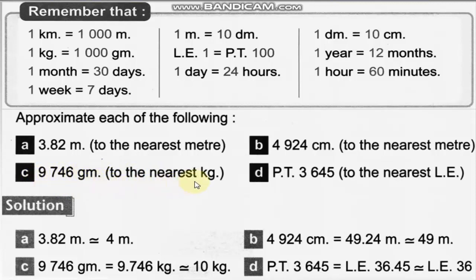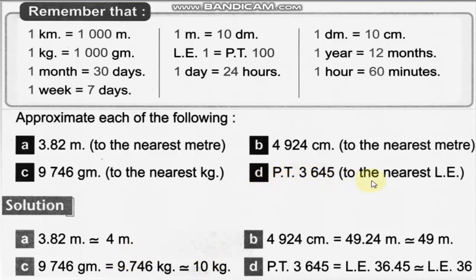Letter C, 9,746 grams to the nearest kilogram. To convert from gram to kilogram, we will divide by 1000. The decimal will move 3 digits. 1, 2, 3. It became between 9 and 7. And we need to approximate to the nearest kilogram, so we'll approximate to the nearest unit. The unit here is number 9 and the tenth is number 7. 7 is greater than 5, so we'll cancel the decimal part and add 1 to the whole number, so it became 9 kilograms.